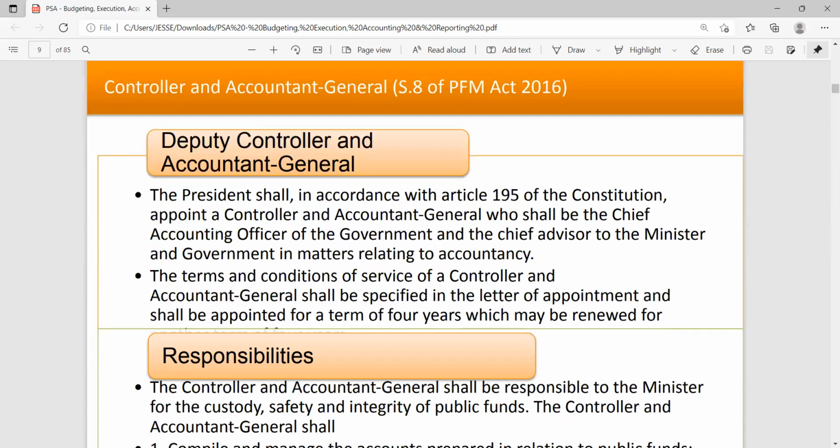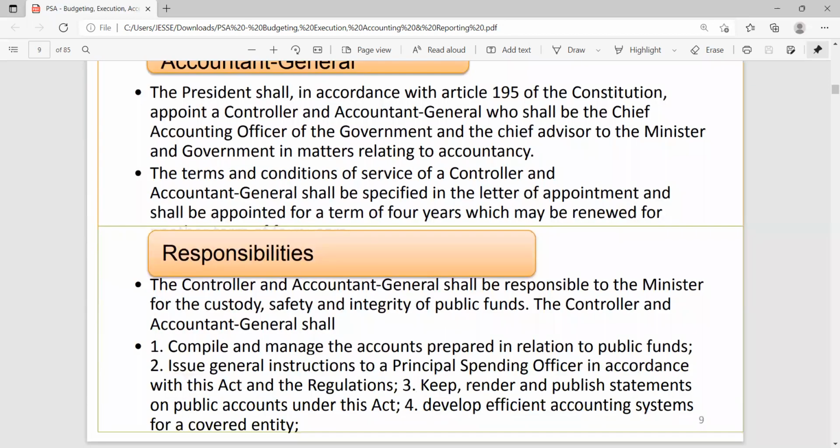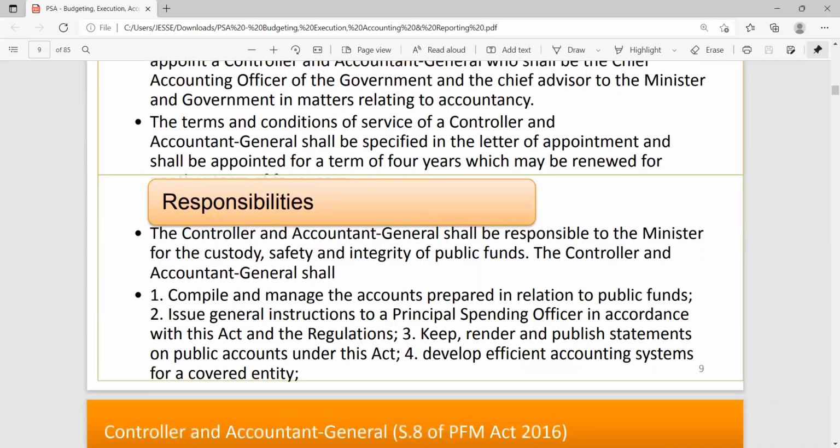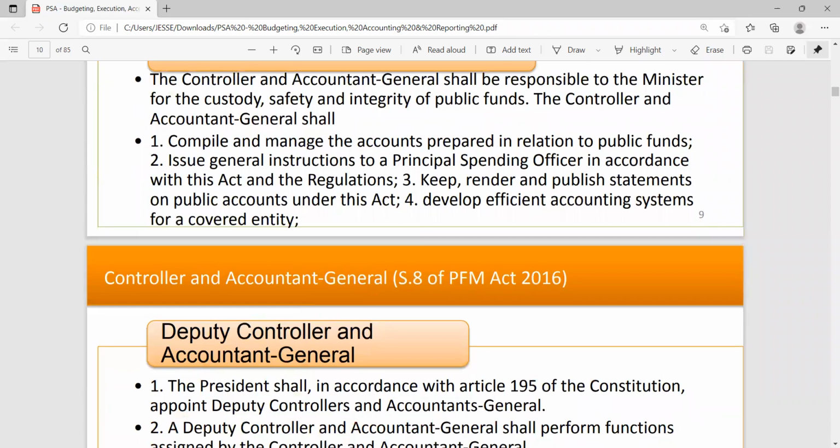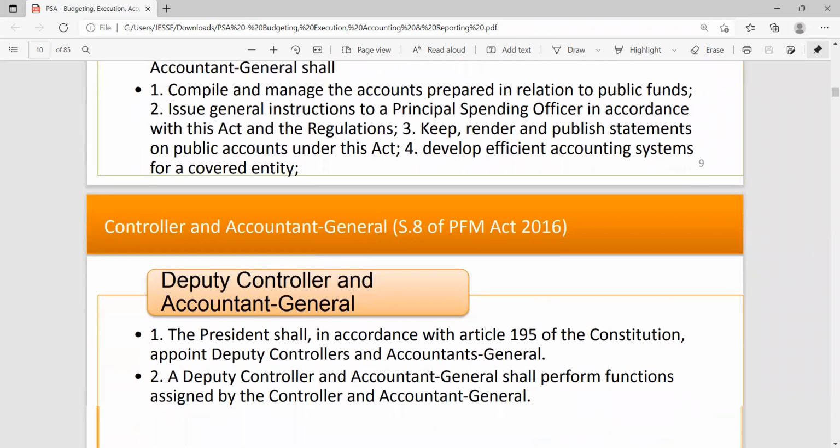The President shall, in accordance with Article 195 of the Constitution, appoint a Controller and Accountant General who shall be the Chief Accounting Officer of the government and the Chief Advisor to the Minister of Government. Again, the terms and conditions of the service of the Controller and Accountant General shall be specified in the letter of appointment. It's very, very important.